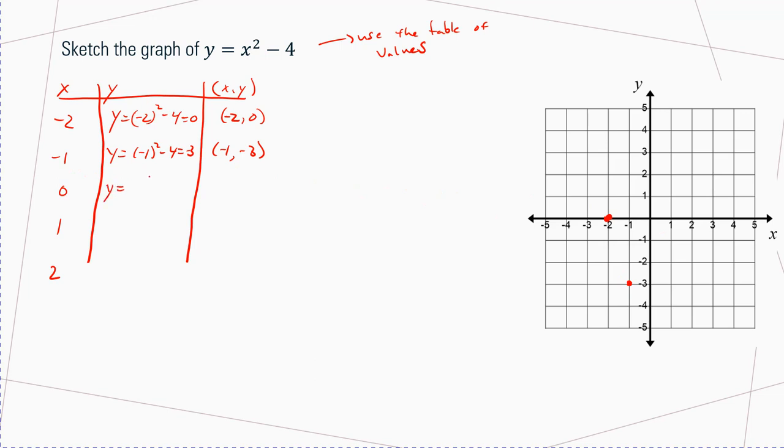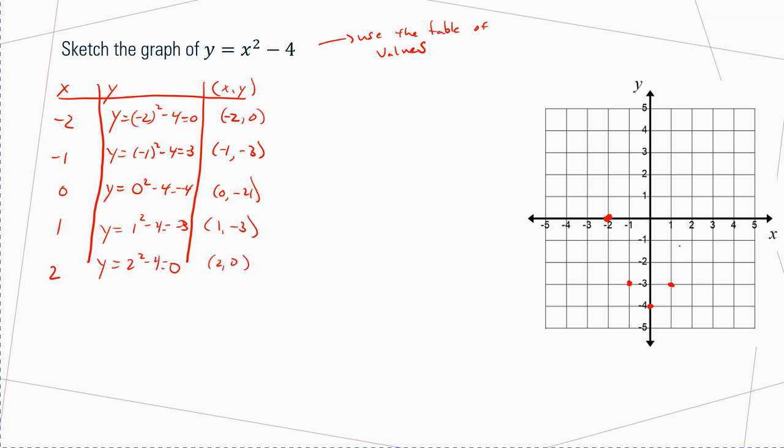Now I'm plugging in 0 for x. So 0 squared minus 4 gets me -4. So 0 minus 4. Y is equal to 1 squared minus 4. Well, 1 squared is 1, minus 4 gets me -3. So this is 1, -3. Y is equal to 2 squared minus 4. Well, this is 4 minus 4 gets me 0.